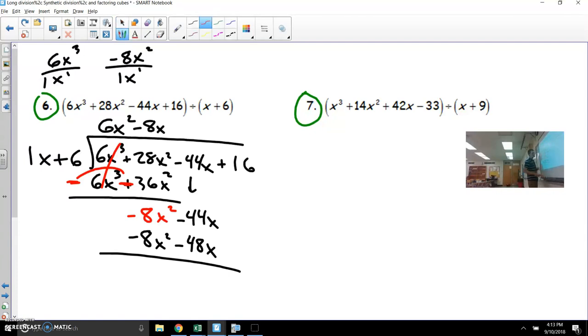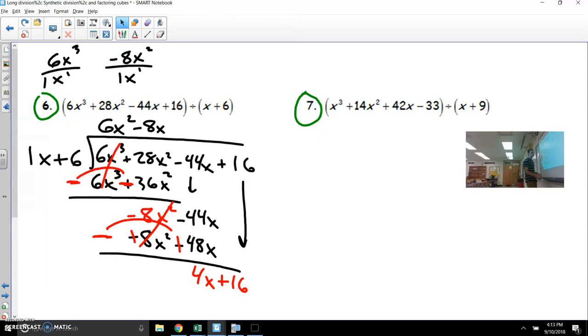So remember, we are subtracting. So when you subtract, minus a minus ends up making that a plus, and then that is 0. Same thing here, minus a minus really makes this a plus, and that gives you 4x. Negative 44x plus 48x, same as 48 minus 44, positive 4. So let's drop it down. And let's repeat that process one last time.